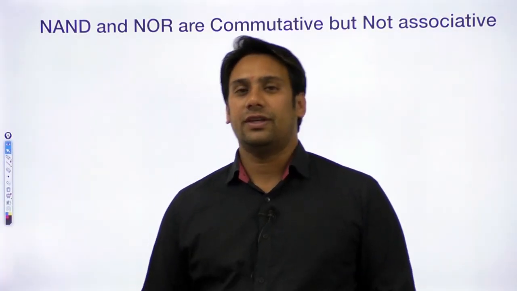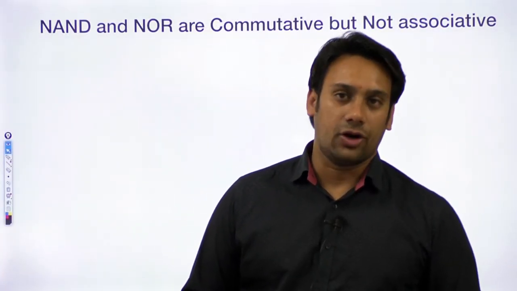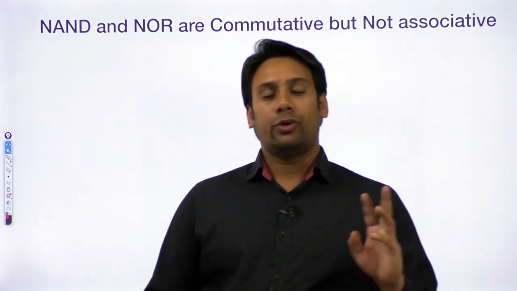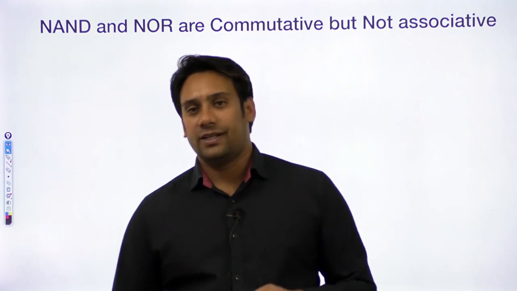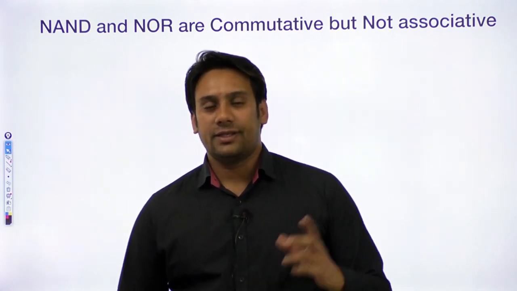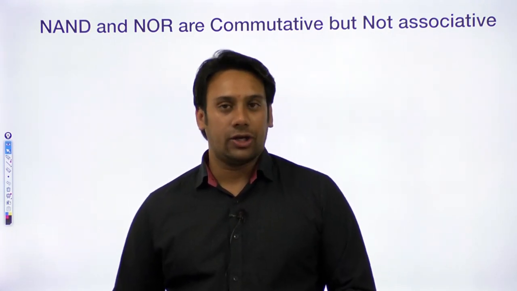So far, we have seen the properties of AND gate and OR gate. I told you that both AND gate and OR gate are commutative as well as associative. In this session, let us look at the NAND gate and NOR gate.